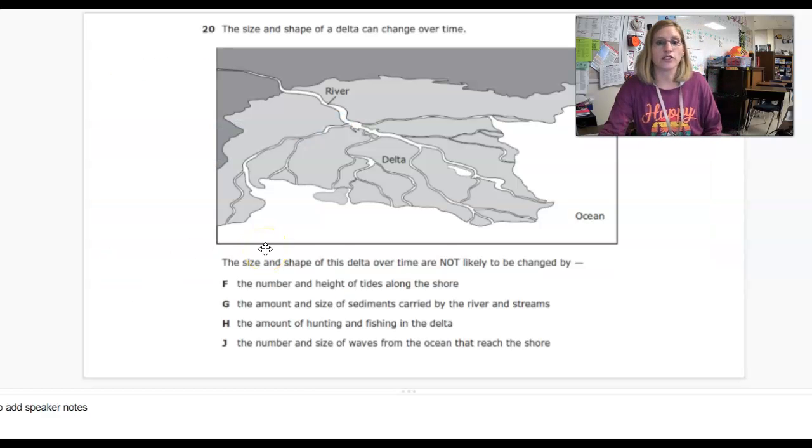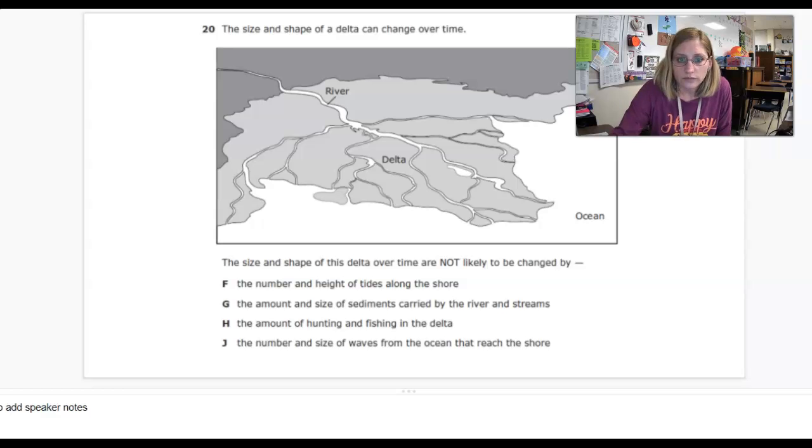So let's look at this question. The size and shape of a delta can change over time. So how is a delta formed? So through weathering, erosion, and deposition of a rock, right? Of sediment, right? And that's how they're formed, but mainly through water. The agents of change is through water. As you can see, all of this is formed through water, and this is called a delta.